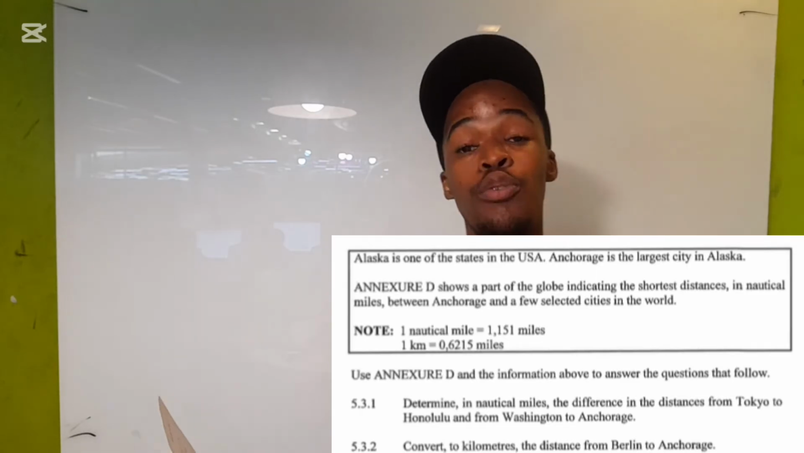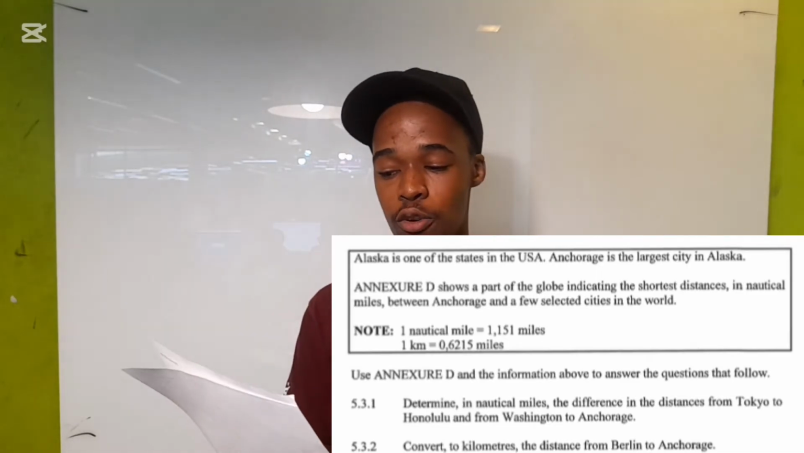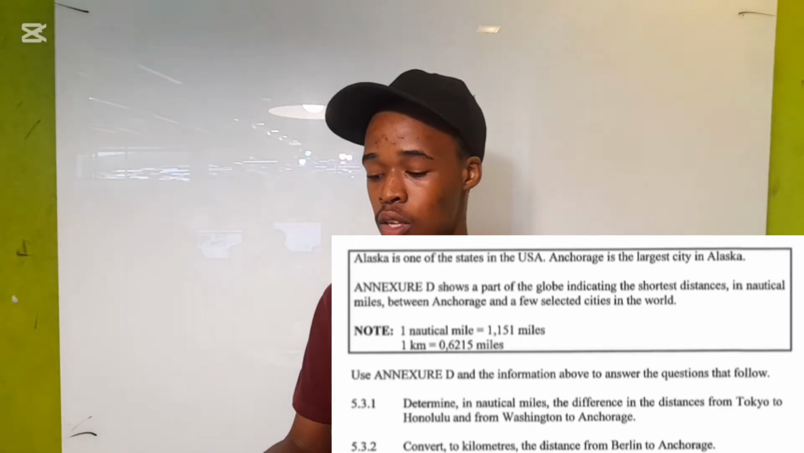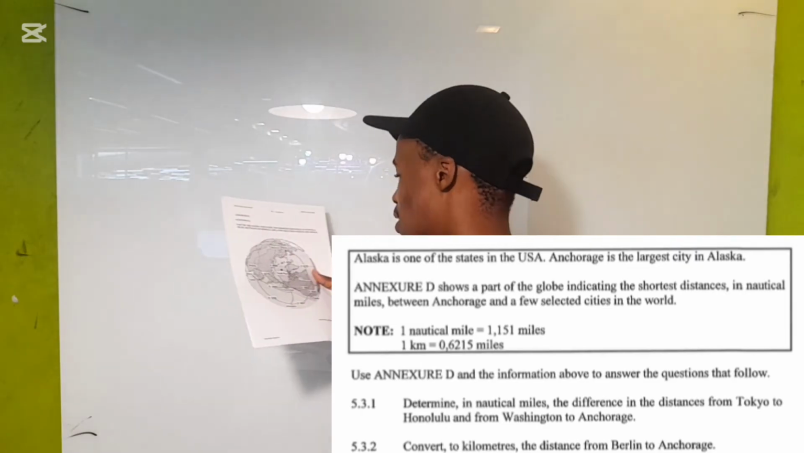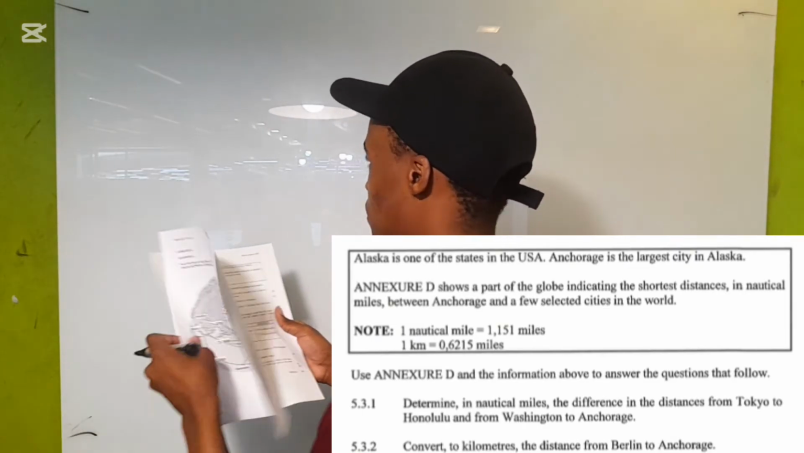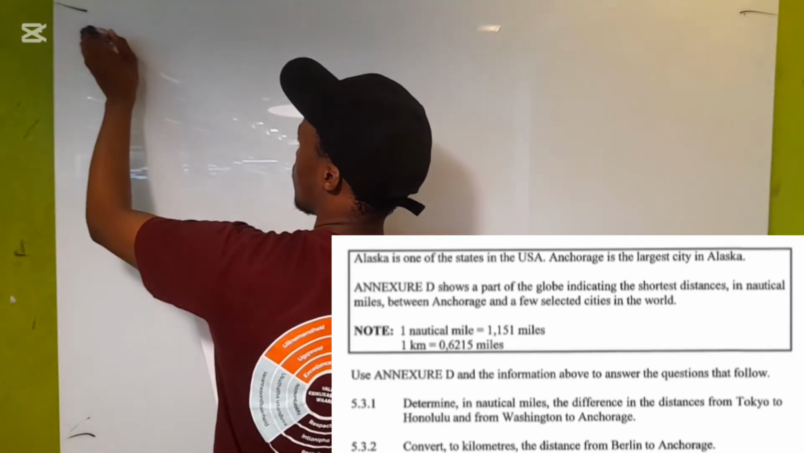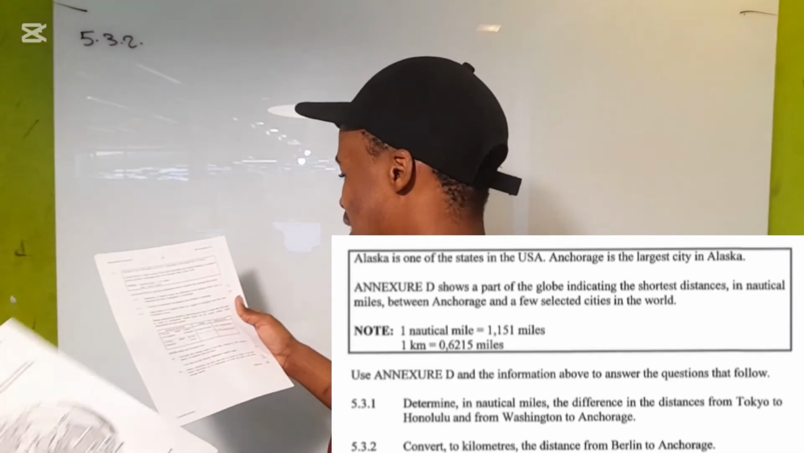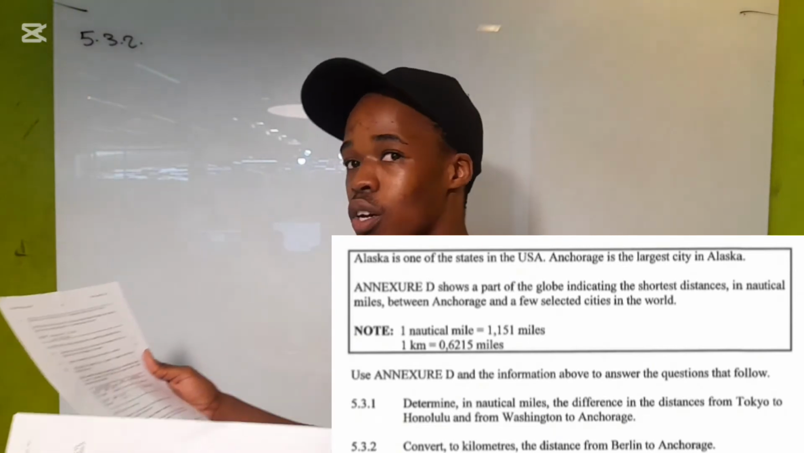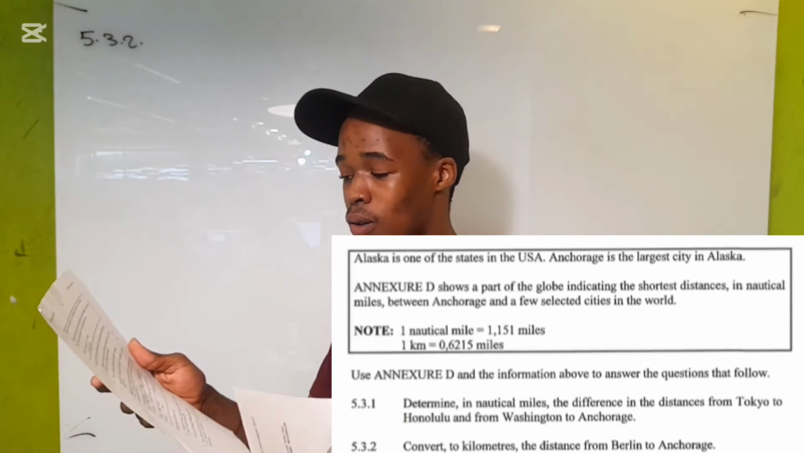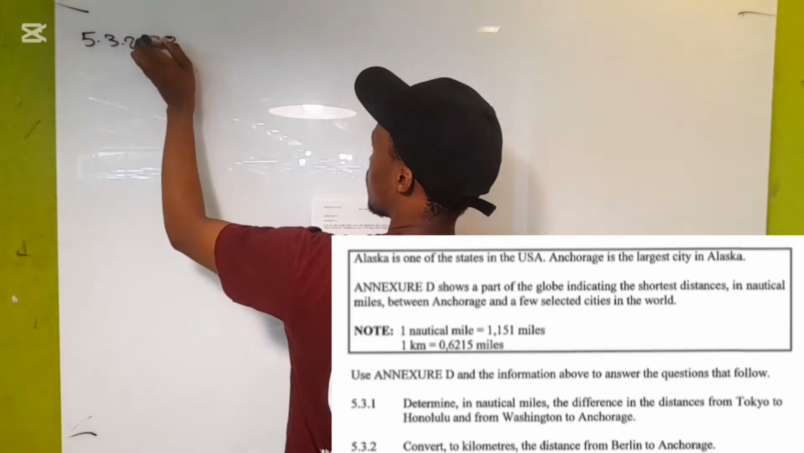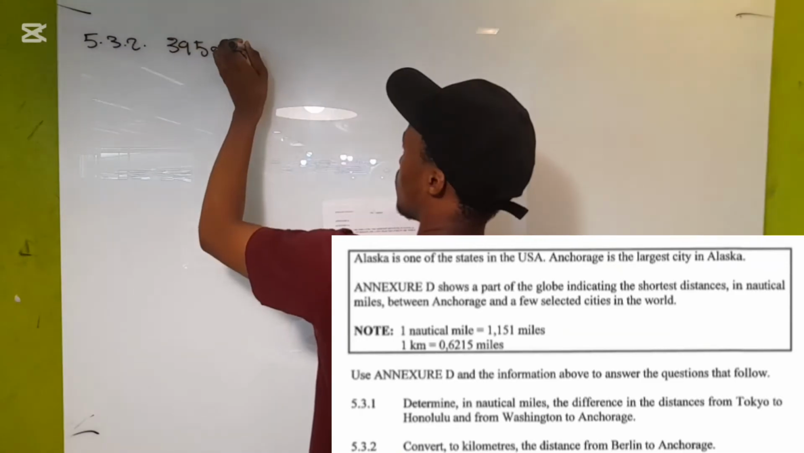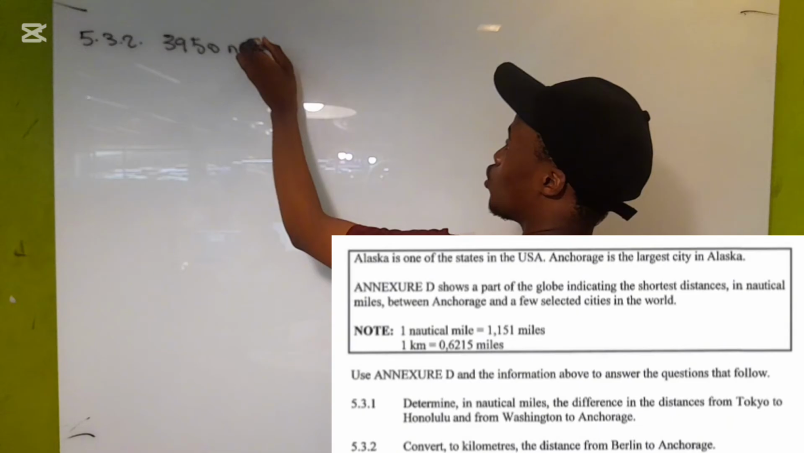Now we're on question 5.3.2, which says convert to kilometers the distance from Berlin to Anchorage. So we're going to look at the distance from Berlin to Anchorage on our annexure. The distance is 3,950. That's question 5.3.2. So we're converting 3,950 nautical miles to kilometers.